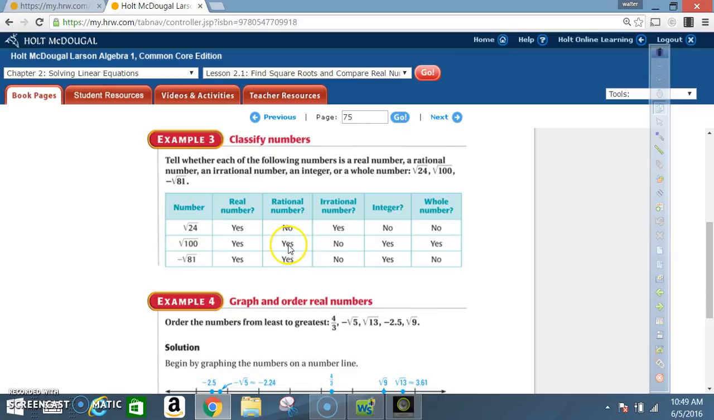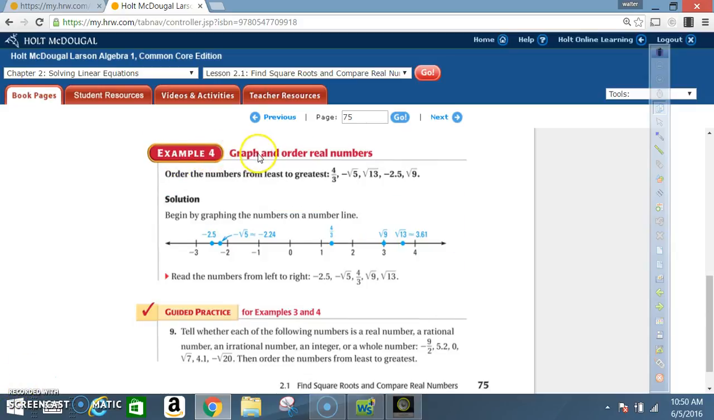All right, let's look at the negative square root of 81. Is it real? Yes. Is it rational? Yes. Is it irrational? No. Is it an integer? Yes, because the square root of 81 is 9, so it's going to be a negative 9. And is it a whole number? No, because it's going to be a negative 9, and whole numbers are positive.